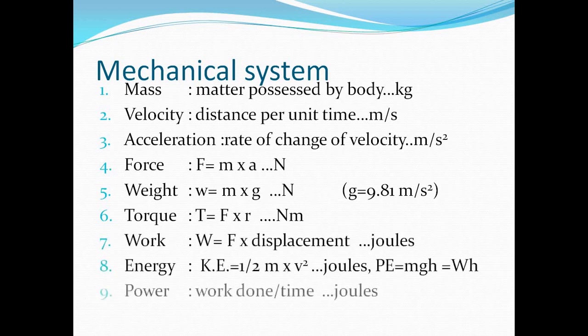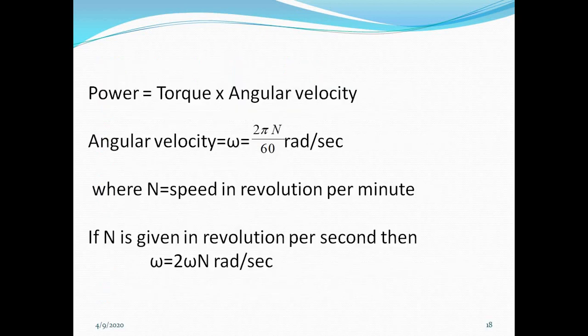So force is mass into acceleration, weight is mass into gravitational acceleration, torque is force into r, the radial distance, work done is equal to force into displacement. There are two types of energies: kinetic energy, half m v squared, and potential energy, m g h. Power is equal to work done upon time. Then power is equal to torque into angular velocity. This power is mechanical power.